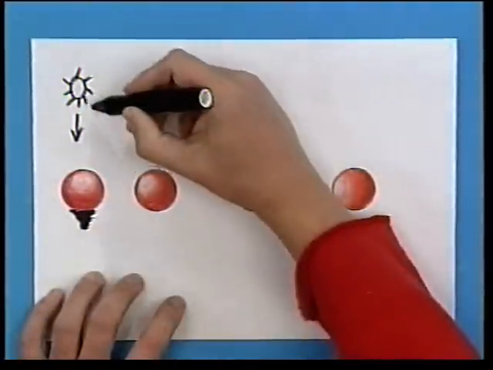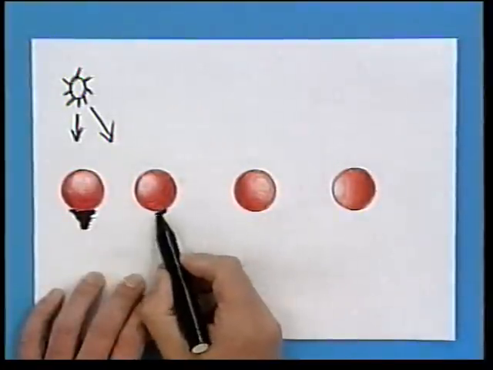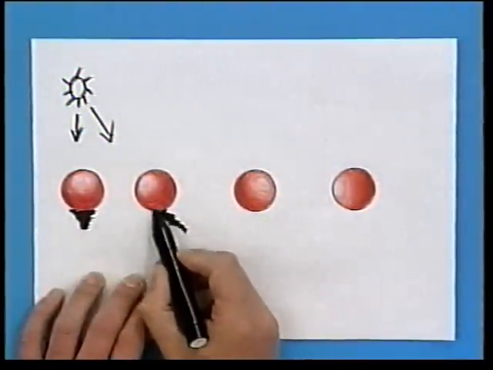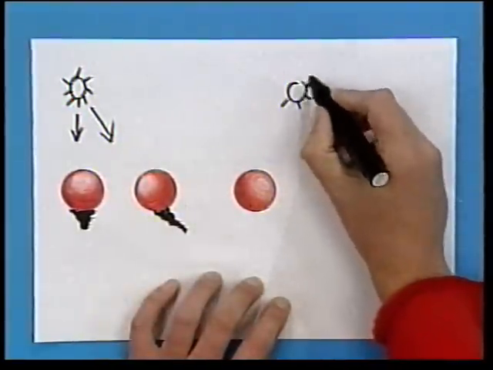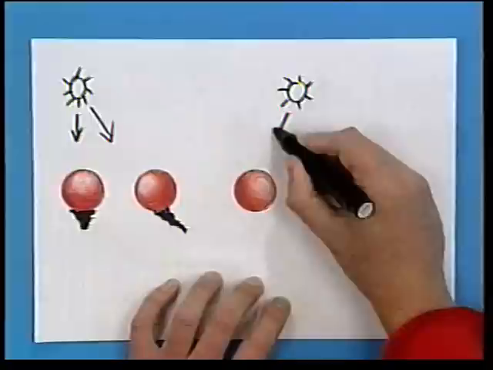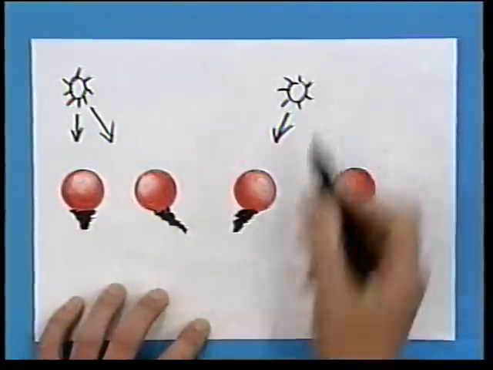Now, the light is shining on this ball in this direction, so this ball's shadow will be cast away from the light in this direction. Now, let's try this ball. Let's put the sun up here this time, and again, it shines in that direction, so again, the ball's shadow is cast away from the light.